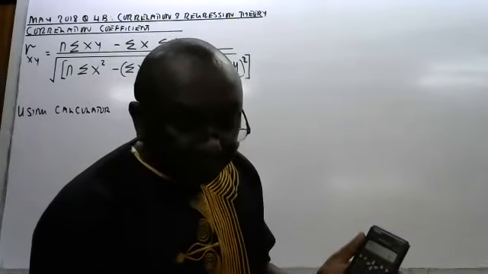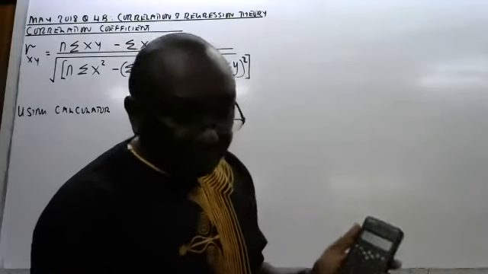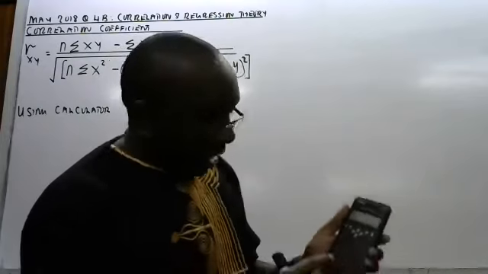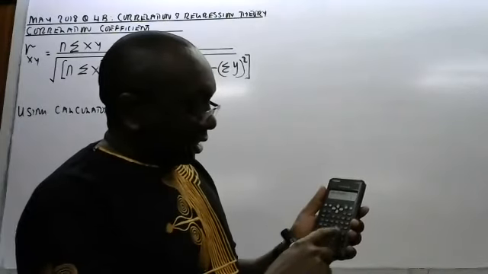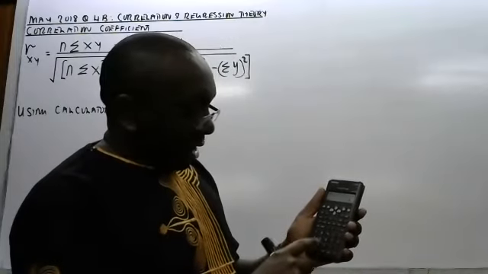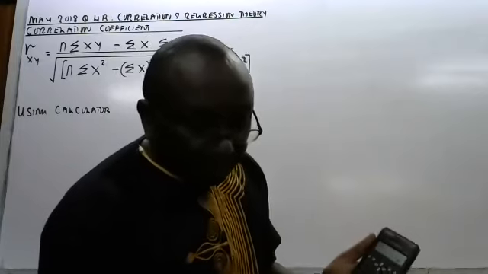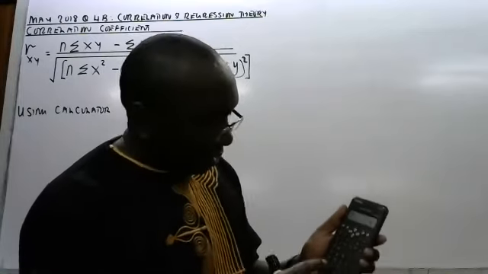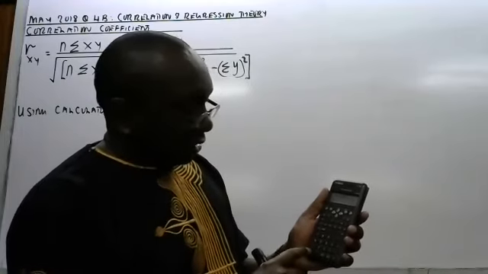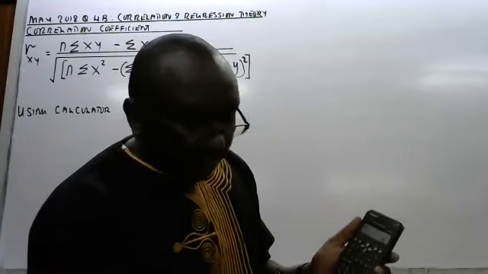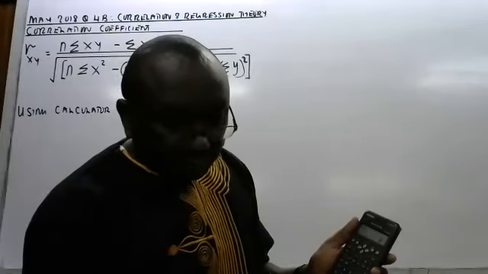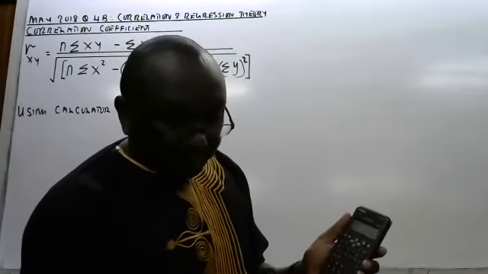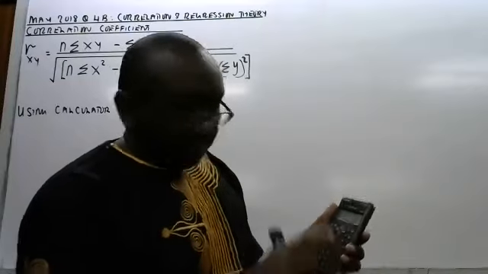50, 80,000, M plus. 60, 100,000, M plus. 80, 80,000, M plus. 50, 50,000, M plus. 90, 110,000, M plus. 40, 60,000, M plus. 60, 90,000, M plus. 60, 60,000, M plus.